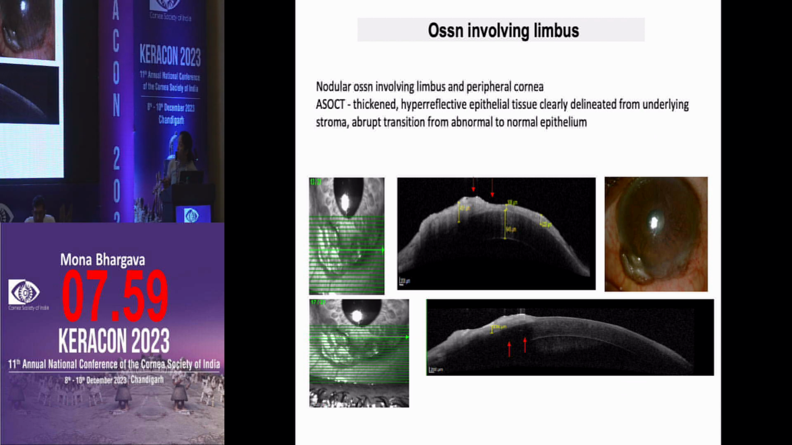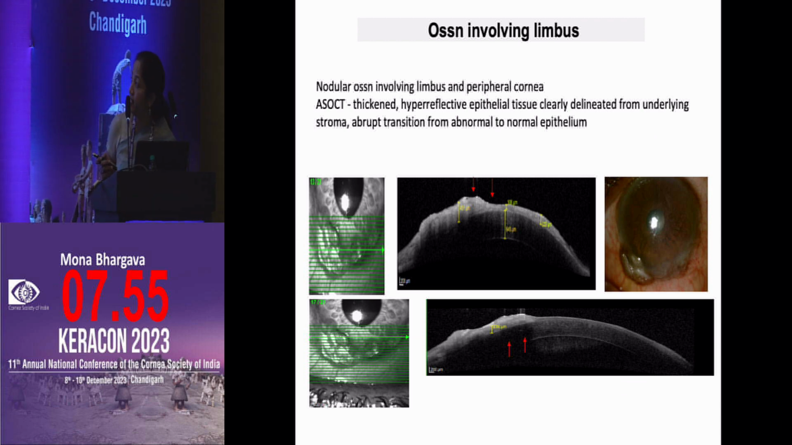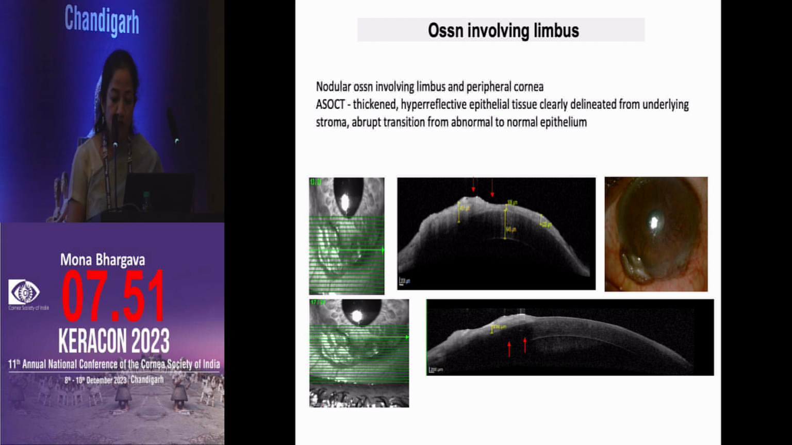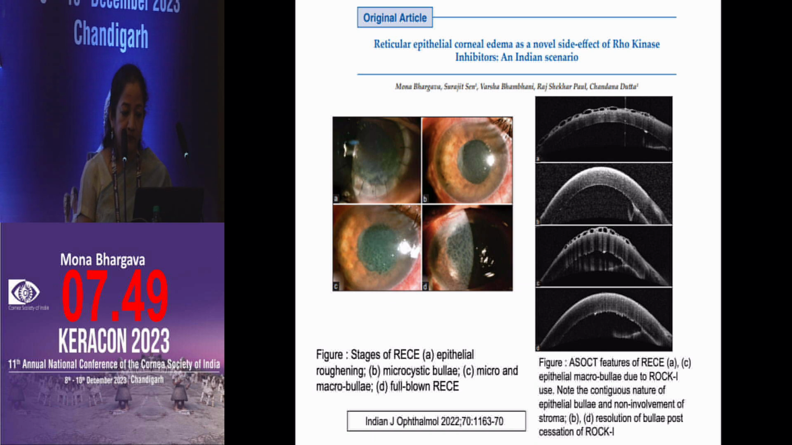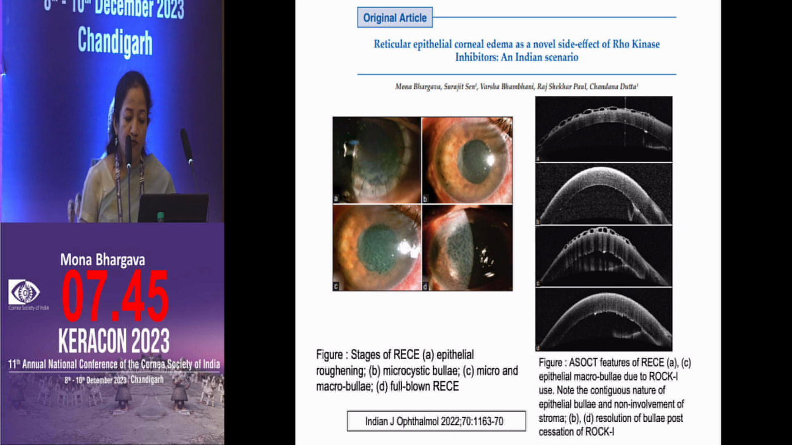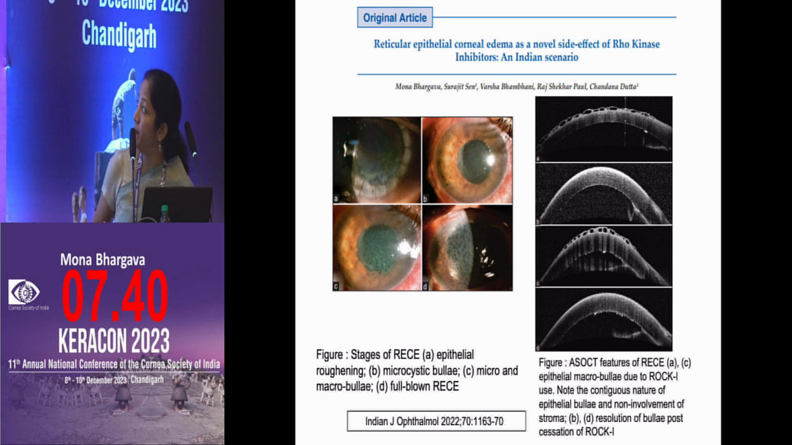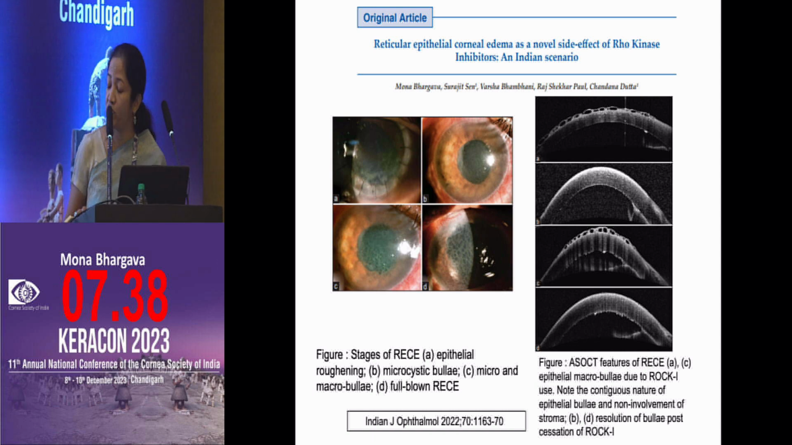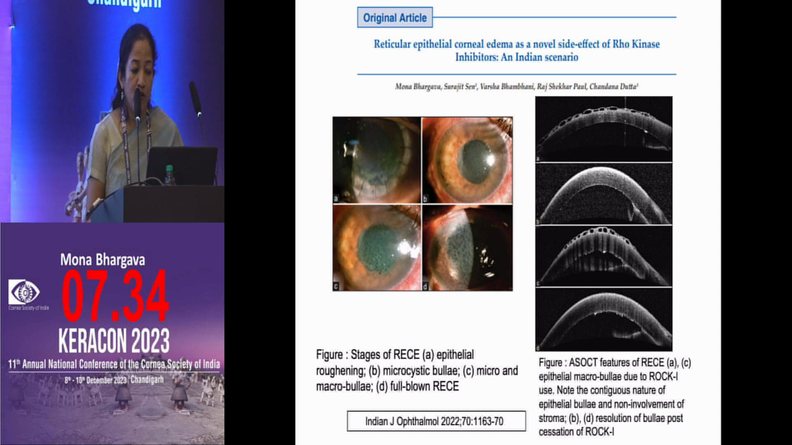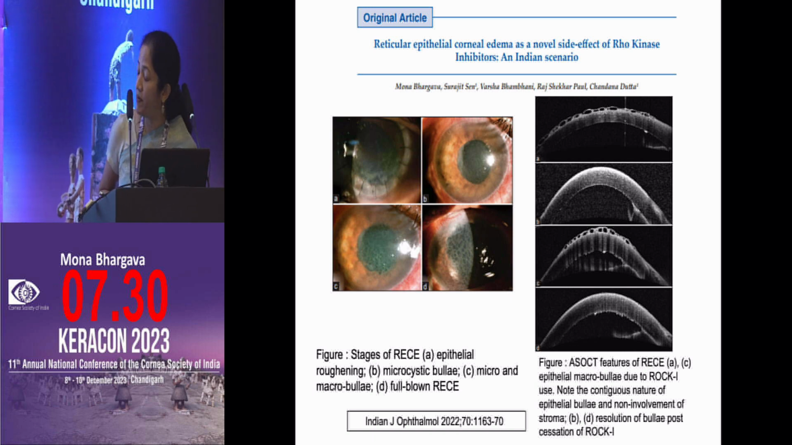A clear visible plane of separation with epithelial hyperreflectivity seen here in OSSN, which is all characteristics of non-invasive OSSN and helps us to differentiate from the invasive one. The presence of contiguous and confluent guttae involving only the epithelium layer and not the stroma, which is a characteristic of reticular epithelial corneal edema from Rho kinase inhibitors and classically gets resolved after stopping the drug.